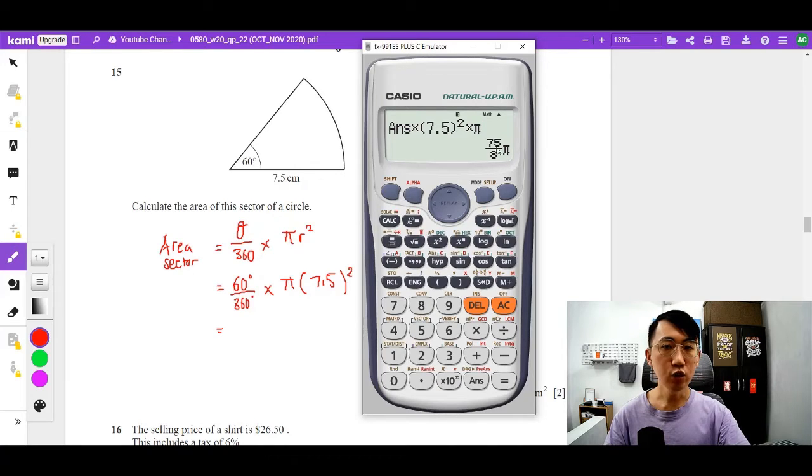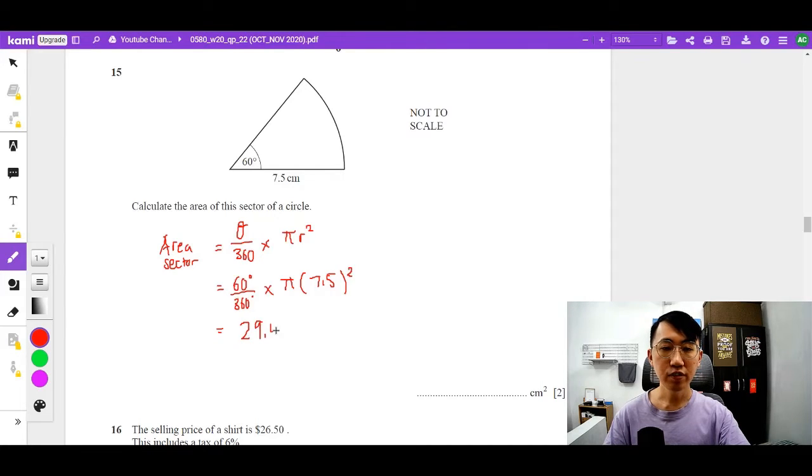I don't want to leave this as the final answer because your IGCSE marking scheme doesn't have this. So you're going to press this button. From here, try to give at least 3 significant figures. Teacher is going to give 4, actually: 29.45 cm square. There you go. 1 mark for the final answer and 1 mark for working over here.